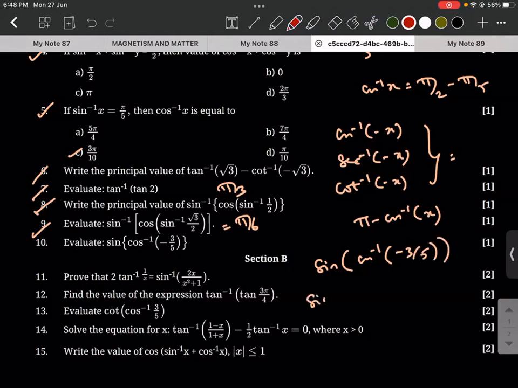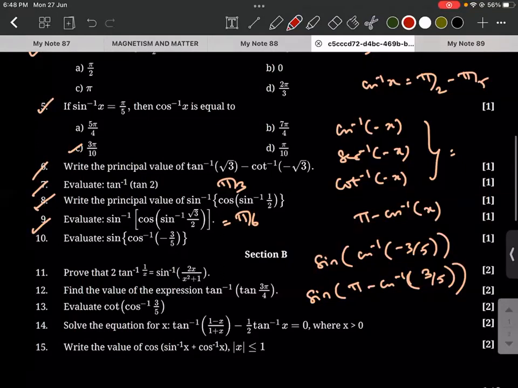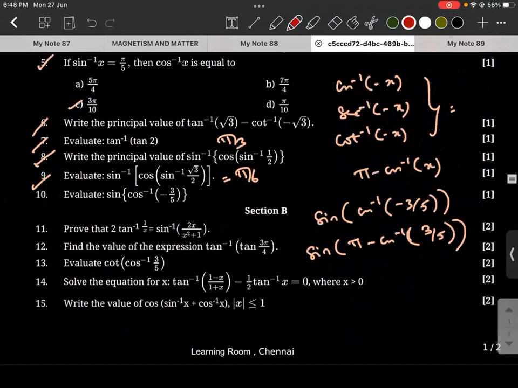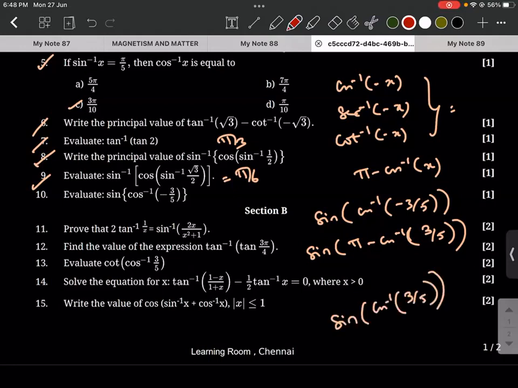So how much will it be? Sine of pi minus cos inverse of 3 by 5, is that right? Correct? So what is sine of pi minus theta? Sine of pi minus theta, second quadrant, it is sine theta only. It is sine of theta, and what is the value of theta? Cos inverse of 3 by 5.